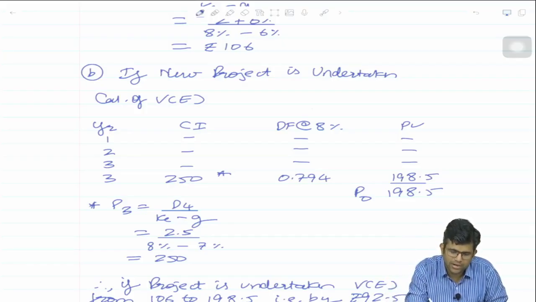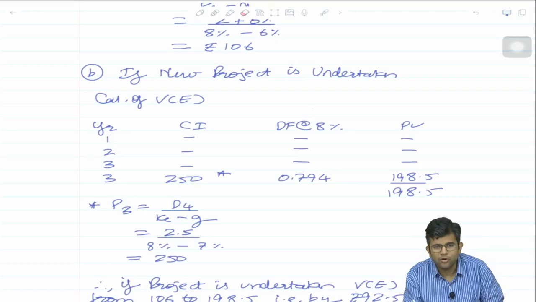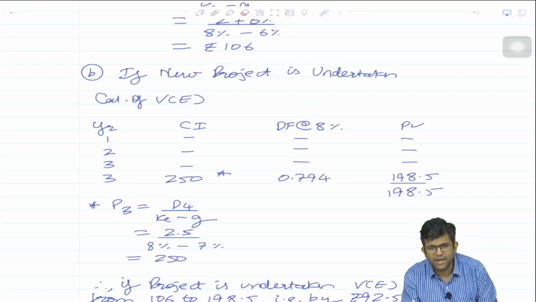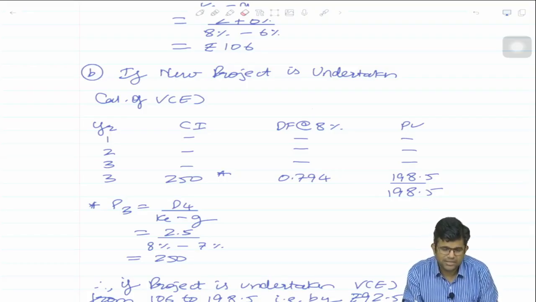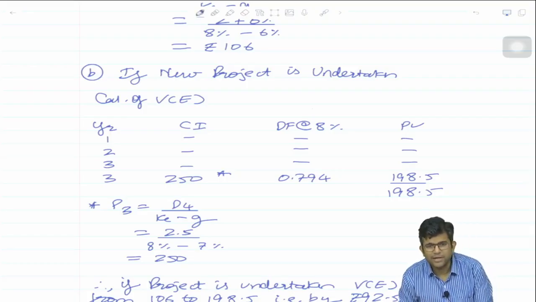Students, do you understand that I want to know what will be the price at the end of year 1? Do you realize P1 will be D2 upon KE minus G? P1 will be D2 upon KE minus G. But I will not be able to do that, D2 upon KE minus G. Can anyone tell me on chat box why?